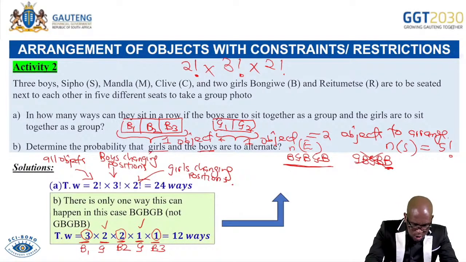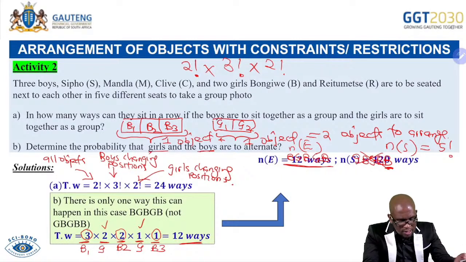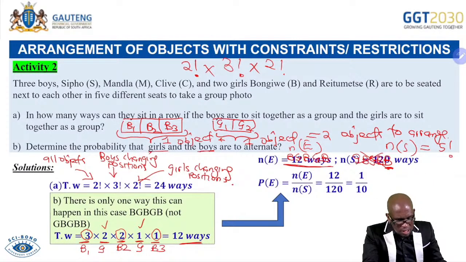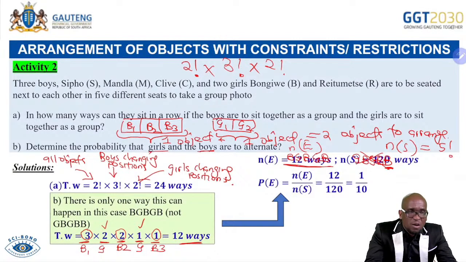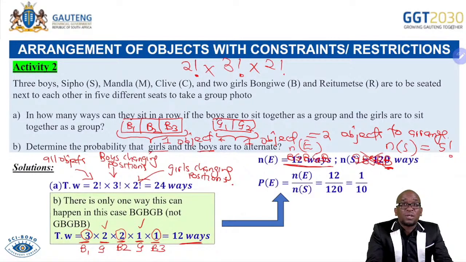Which means now, if we want to take it further, the number of elements in the event, I've already explained that it's 12, that's what we got here, and in the sample space it's 120. So the probability of an event E occurring would be 12 divided by 120, which would be 1 out of 10 chances. So that's how you were supposed to actually approach that one. Right, let's move on.